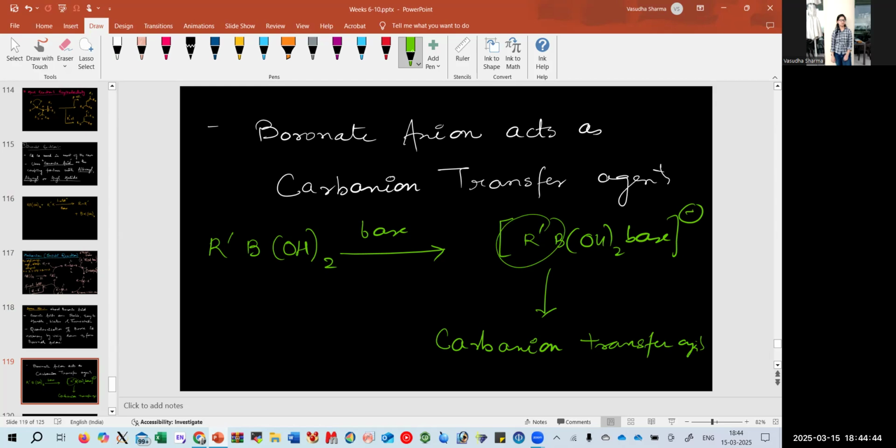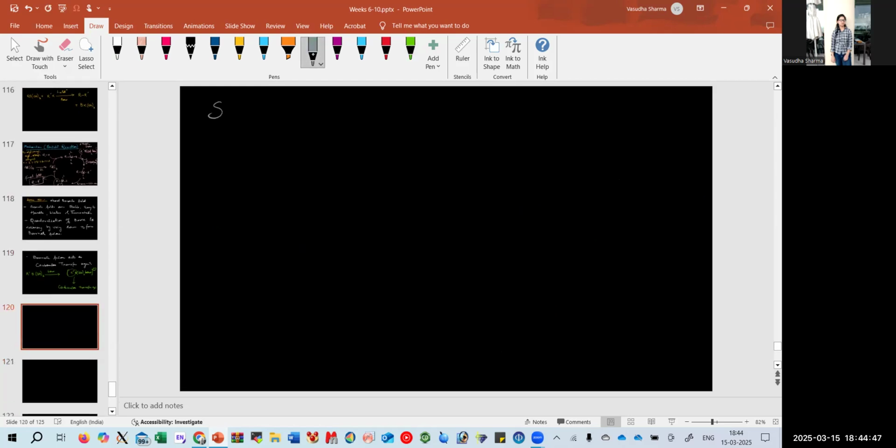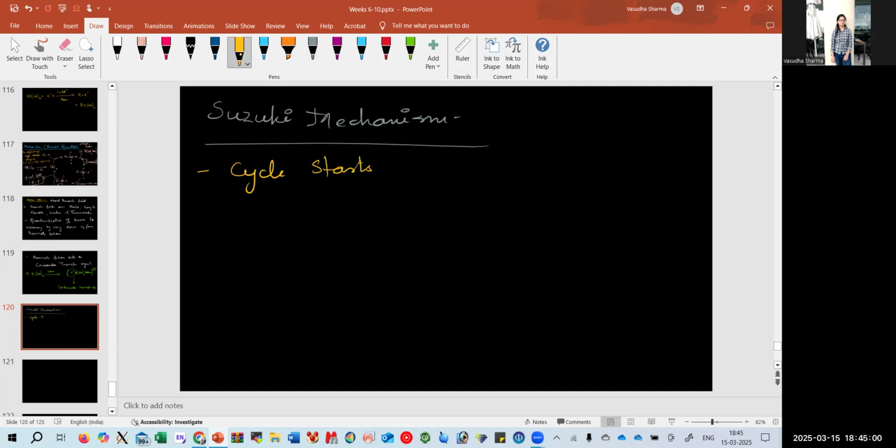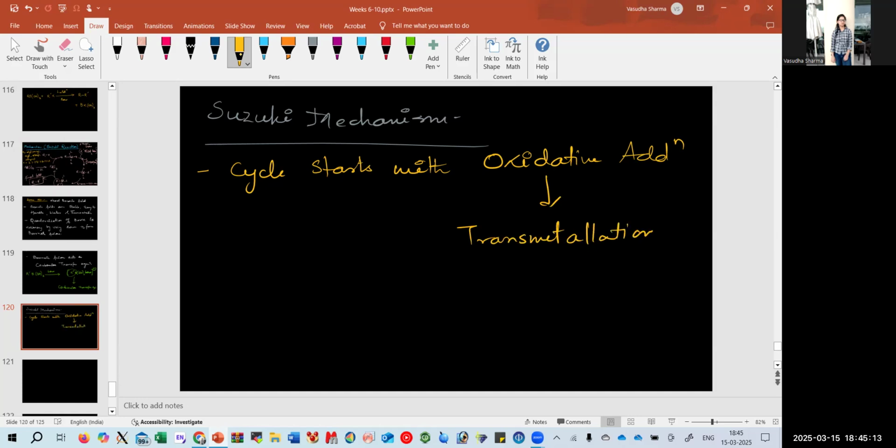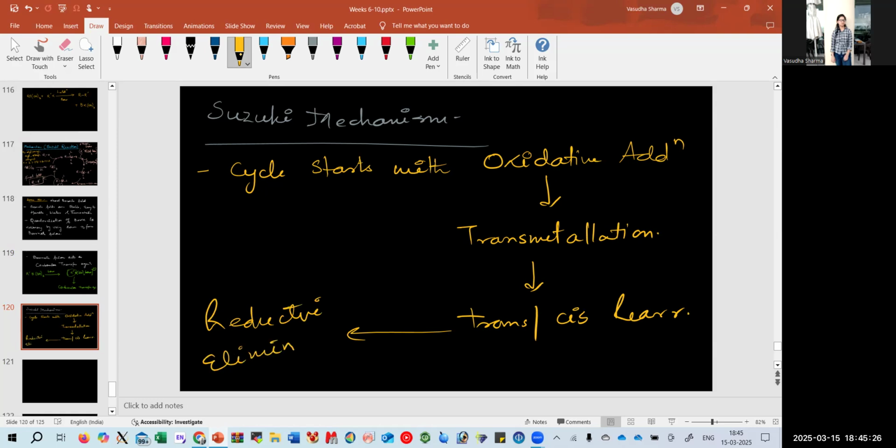So quaternization is important. So if we talk about the Suzuki mechanism, the first point, the cycle will start with the oxidative addition, followed by transmetallation, then trans to cis rearrangement, and at last reductive elimination. Okay.